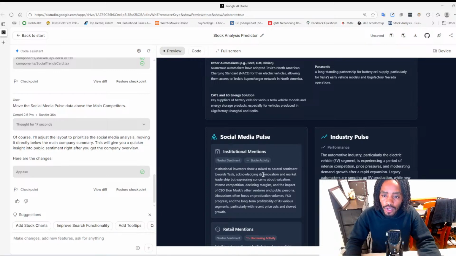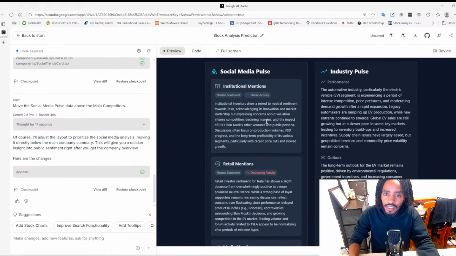Institutional investors show a mixed to neutral sentiment towards Tesla, acknowledging its innovation and market leadership, but expressing concerns about valuation, intense competition, declined margins, and the impact of CEO Elon Musk's other ventures and public persona. Discussion often focuses on production volume, full self-driving, FSD progress, and the long-term profitability of its various segments, particularly with recent price cuts and slowed growth. So that is about the institutional.